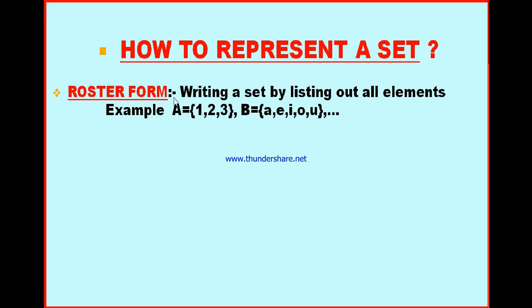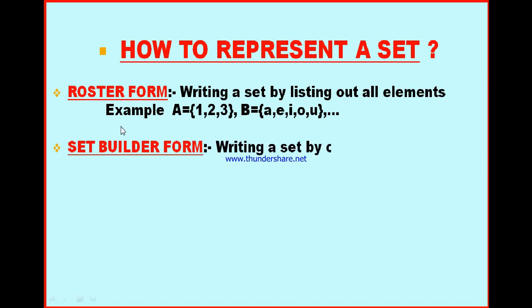Roster form means writing a set by listing out all its elements. It is also called list form. For example, A is equal to the set {1, 2, 3}. We wrote all the elements that belong to A. Therefore, it is roster form. Set B is equal to the set {a, e, i, o, u}. Again, we wrote all the elements that belong to B. Therefore, it is called roster form. This is also called list form.